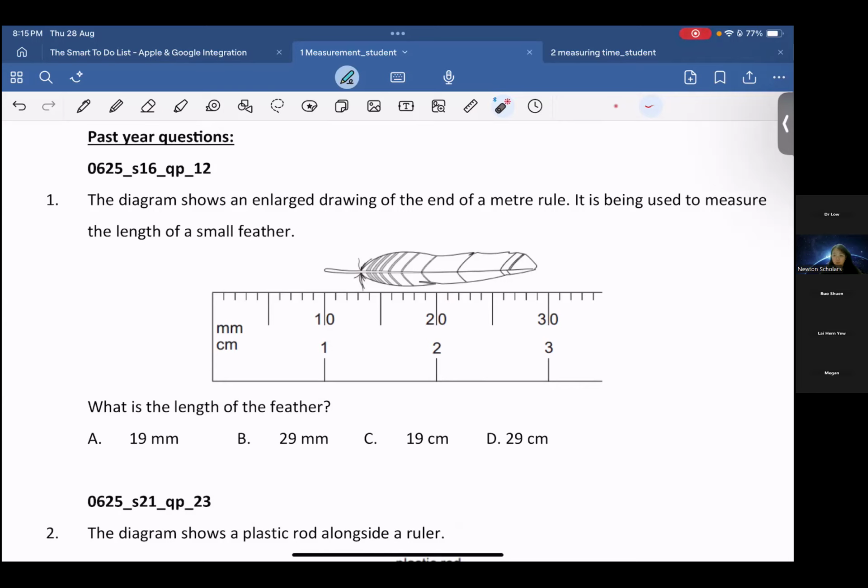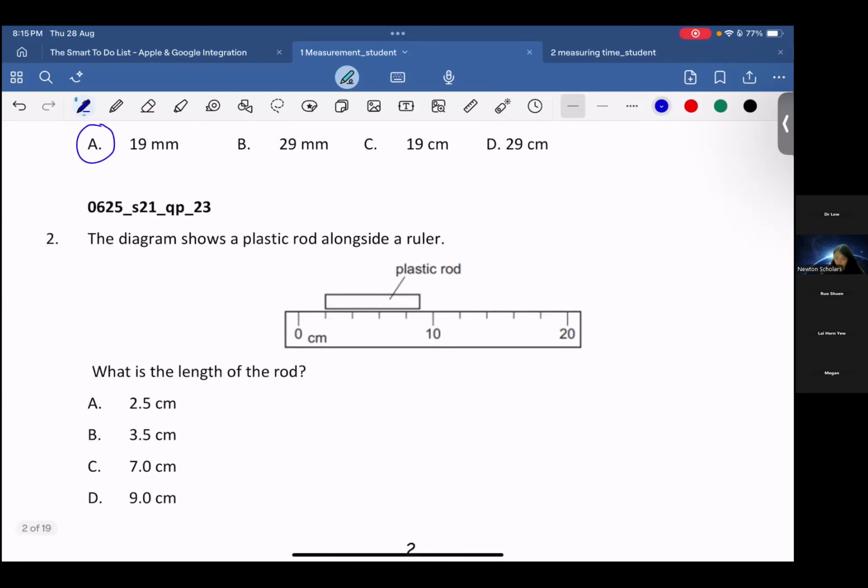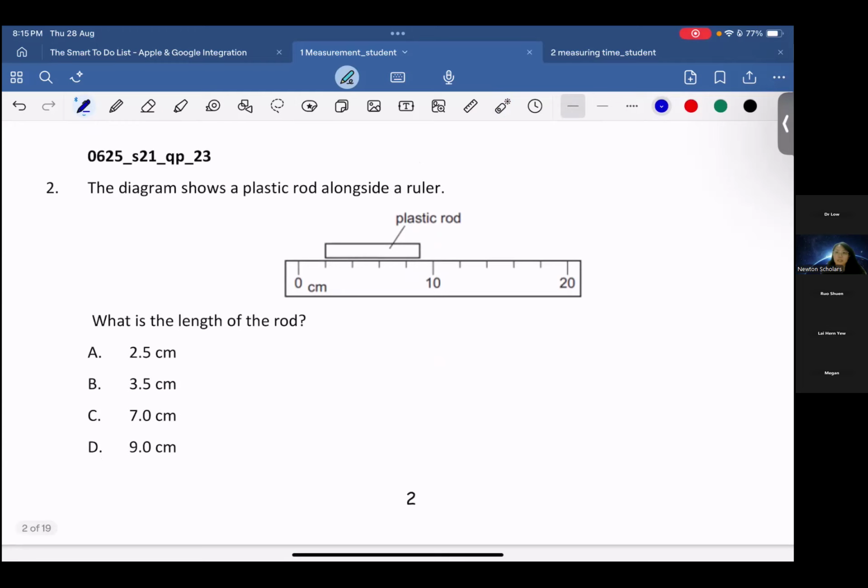Okay, the answer is A, correct. I saw the answer. Thank you for responding to me. So from here to here is 19 mm. Look at this, this is mm. So the unit will be mm. Okay, we go to the second question. Read it and then type your answer to me.